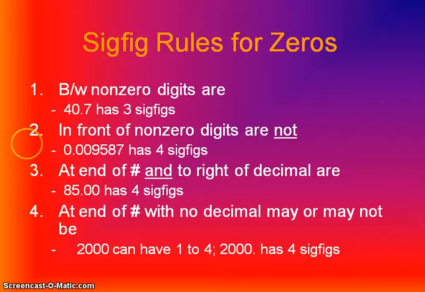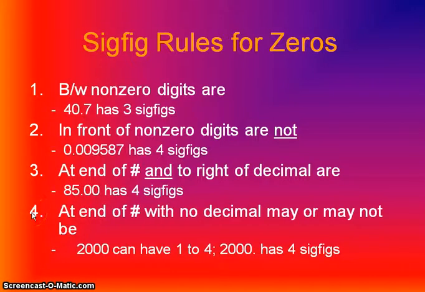The third one tells us that at the end of a number and to the right of a decimal, zeros will be significant. So this value here, 85.00, has 4 significant figures. This is telling us that we can be as precise as to measure all the way to the hundredths place. If it were just 85.0, well then we would only be able to be as precise as to measure to the tenths place, and that would have 3 significant figures instead.